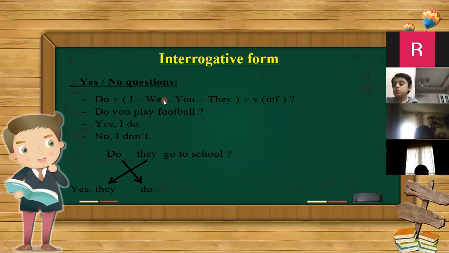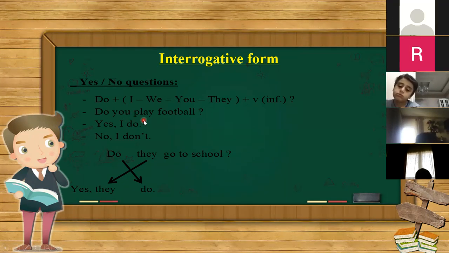Okay? But I and we don't like the question, of course. So do. After do comes the noun or pronoun and then the verb. Look here at the example. Do you play football? If your answer is yes, it will be yes, I do. And if your answer is no, it will be no, I don't.